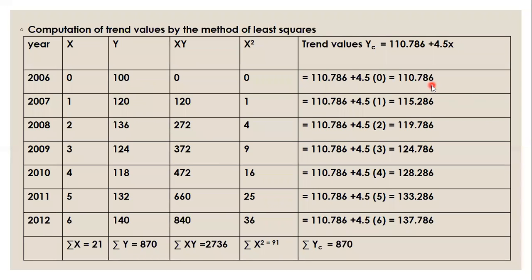100, 110.786, 120, 115, 136, 119, and then you have 124, almost the same but a little more in the trend value, 124.786. So like this, you will have the y variables, and we will also plot the trend values. So that will be your graph if they ask. We will solve the graph questions also. Understood?